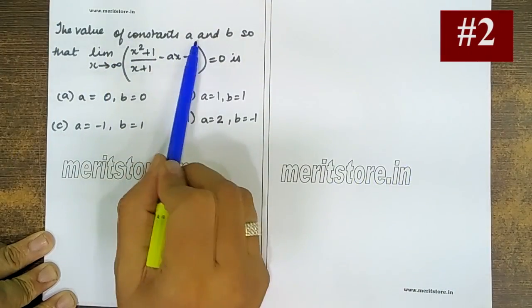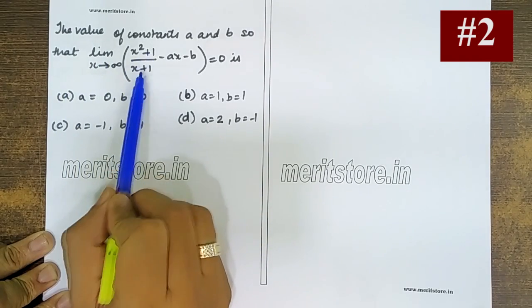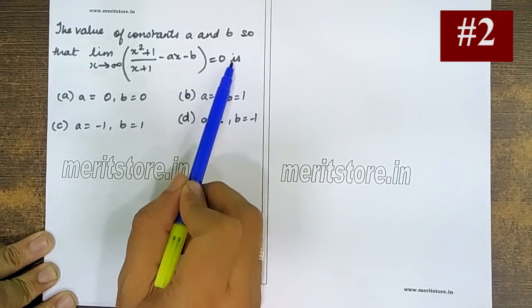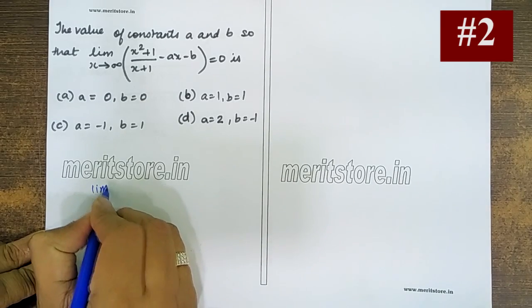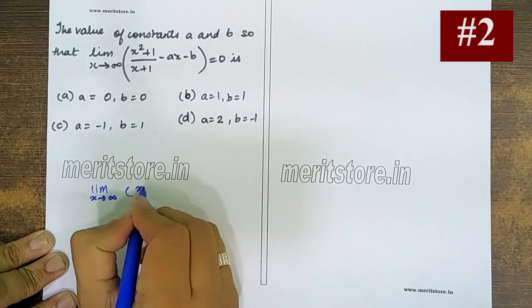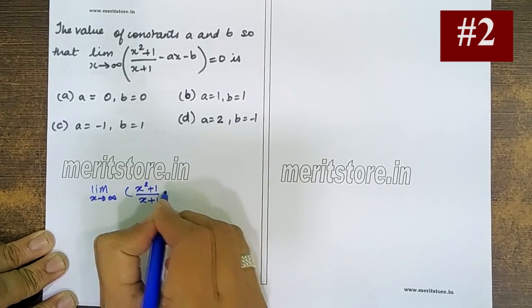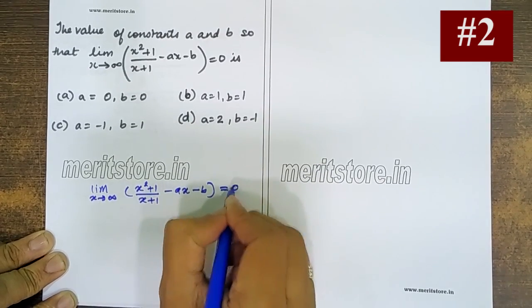The value of constants a and b, so that limit x tends to infinity, x square plus 1 upon x plus 1 minus ax minus b equal to 0, is. Now we'll start with the given limit. So this is limit x tends to infinity, x square plus 1 upon x plus 1 minus ax minus b is equal to 0.